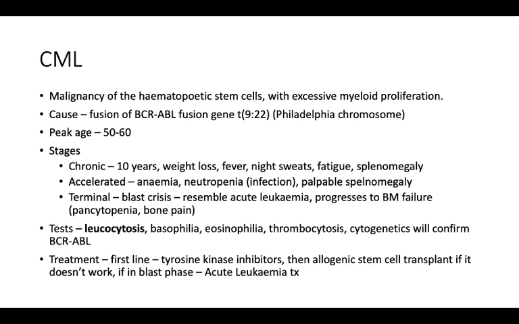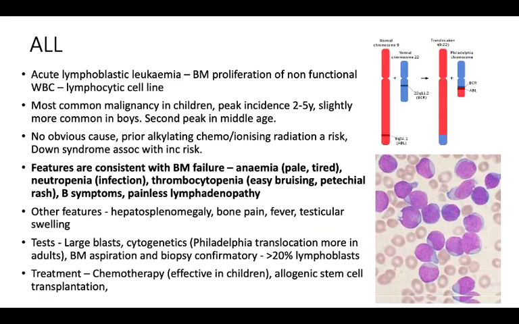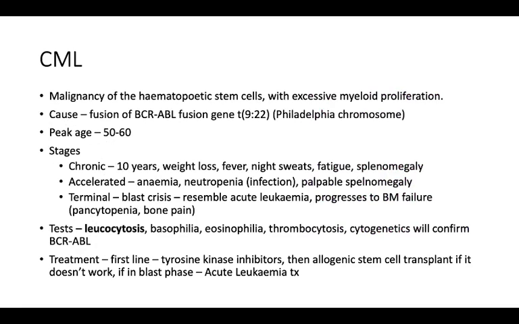Okay, so finally, the last leukemia is CML, chronic myeloid leukemia. This is a malignancy of hematopoietic stem cells with excessive myeloid proliferation. The cause can be, again, the BCR-ABL fusion gene due to the Philadelphia chromosome. So it can cause both ALL and CML. The peak age of presentation is around 50 to 60 years of age.